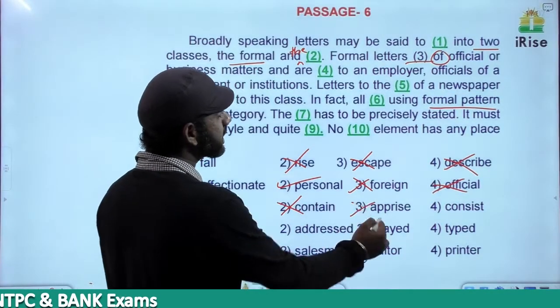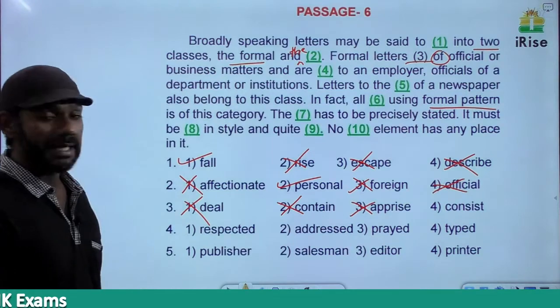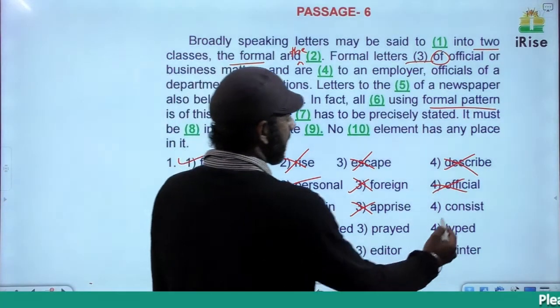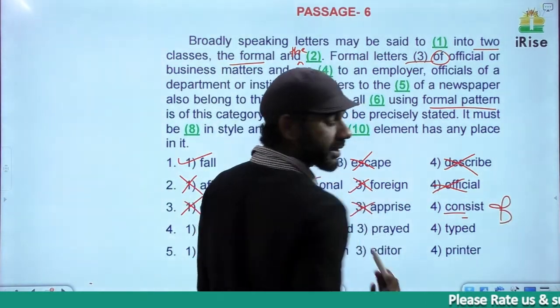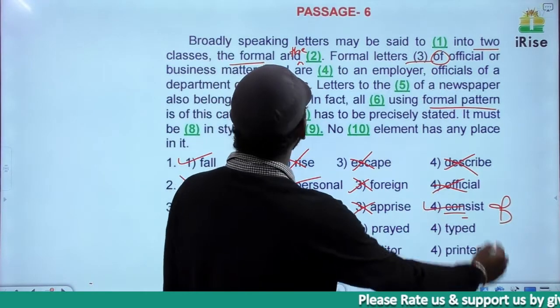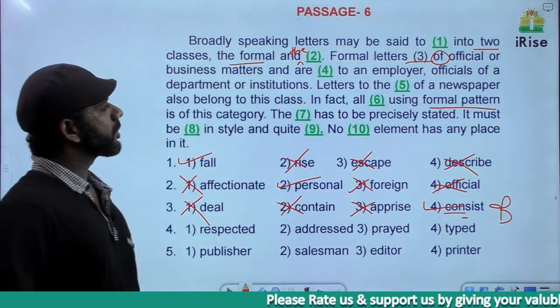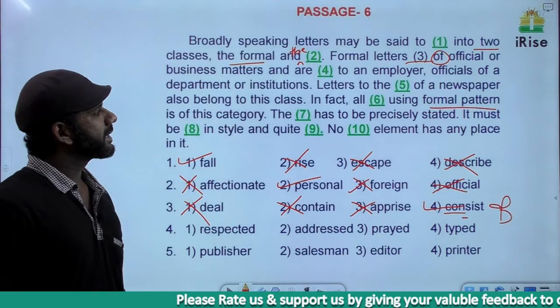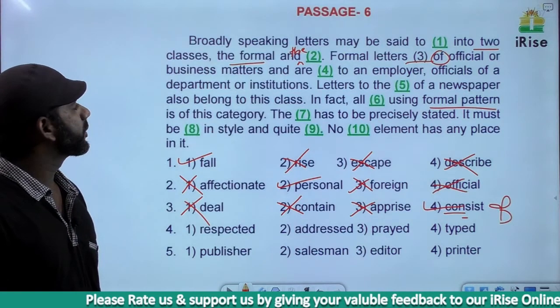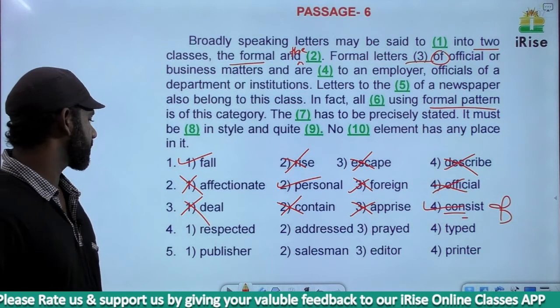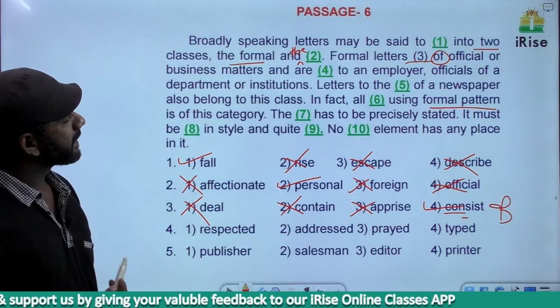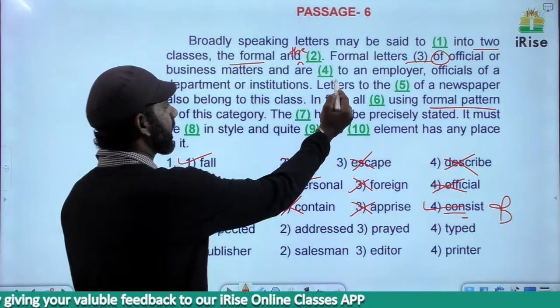Eliminated. Apprise anyway does not fit this context. It must be consist of. And consist of is a correct usage. It must be 4. Formal letters consist of official business matters and a dash to an employer, officials of a department or institutions. Formal letters are dash to an employer.